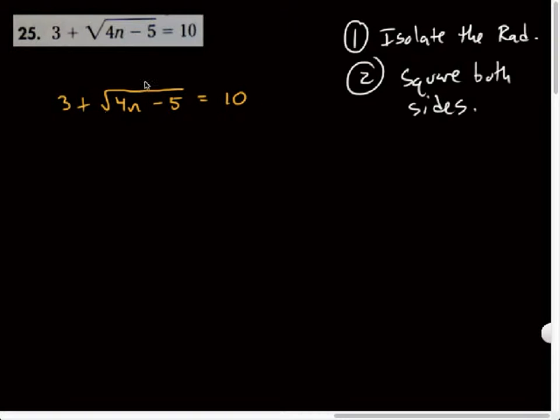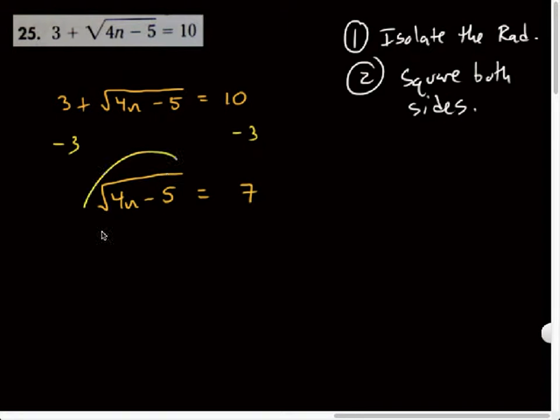As a general procedure, I don't want to square both sides now. You gotta subtract. Because if I squared both sides now, it's illegal to distribute a square over addition. So I would just get real ugly fast. I'd actually have to use a pattern. So let's subtract 3. Let's get this radical by itself first. So the square root of 4n minus 5 is equal to 7.